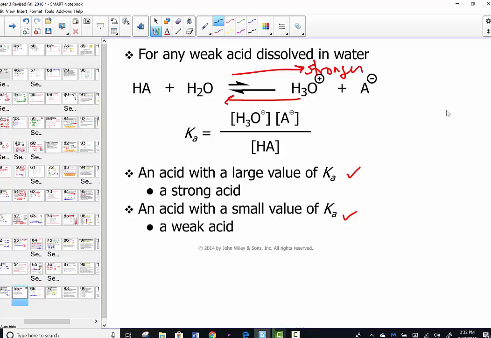The number itself has no units associated. It's the magnitude of the number that's interesting. It gives us an idea of the strength of the acid. And by strength, it's referring to how well does it dissociate when placed into water.